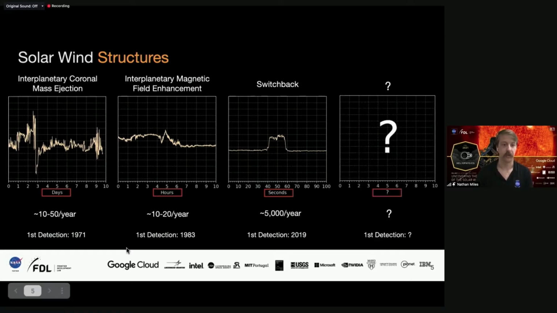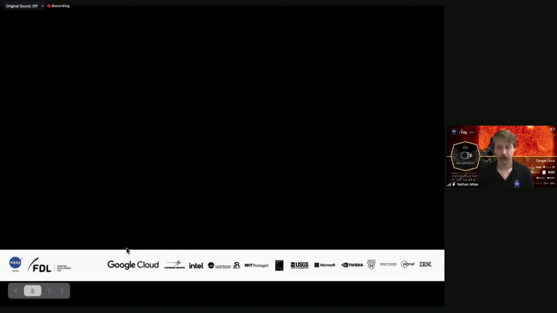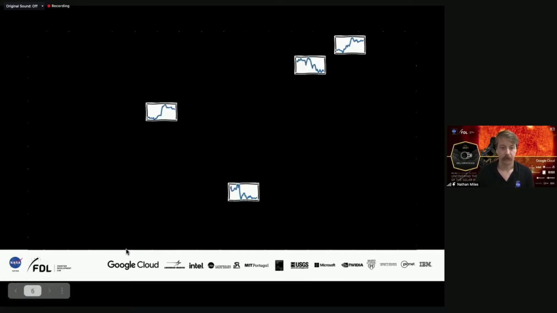So this begs the question, what other structures are out there that have yet to be identified? And how do we look for them in the vast amount of data that we have available? So just how much data is there? Well, there's a lot.